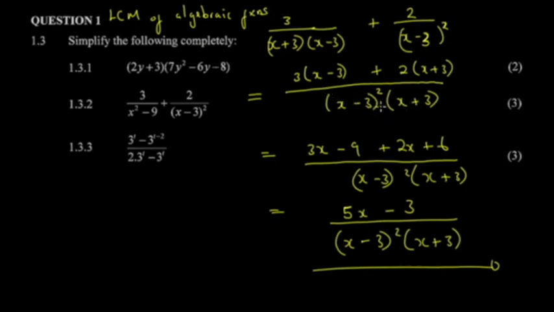And after doing LCM of algebraic functions, we then expanded this part, expanded this part, and then we grouped the entries together. So this one and this one, they are like terms. So we simply say 3x plus 2x, you get 5x, then minus 9 plus 6, you get negative 3, and that's it. This one you cannot further factorize, so there's no need for you to tinker with it. We just leave it up to this part.